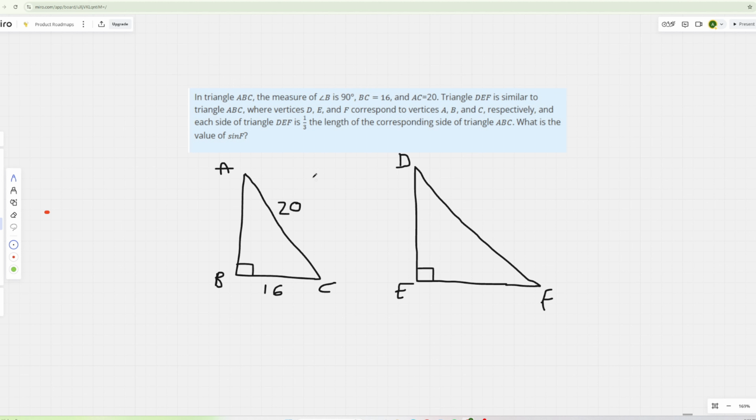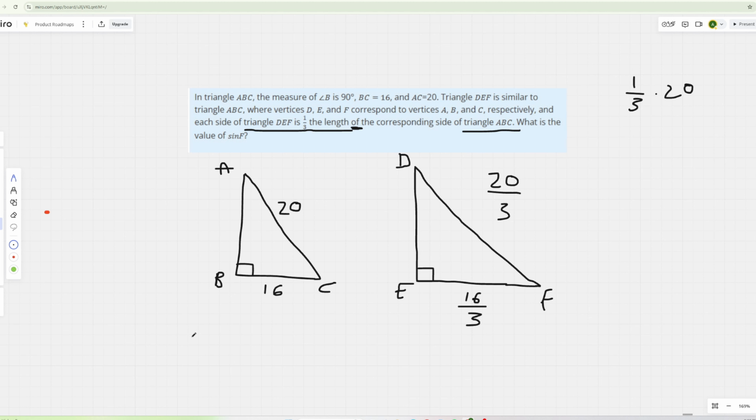We can kind of start solving. Each side of triangle DEF is 1/3 the length of the corresponding side of triangle ABC. So that means AC is 3 times DF, or you can just say DF is 1/3 the length of AC, which means multiply 1/3 times 20. That means DF is 20 over 3. Same thing with 16, 16 over 3, but we don't really need that.